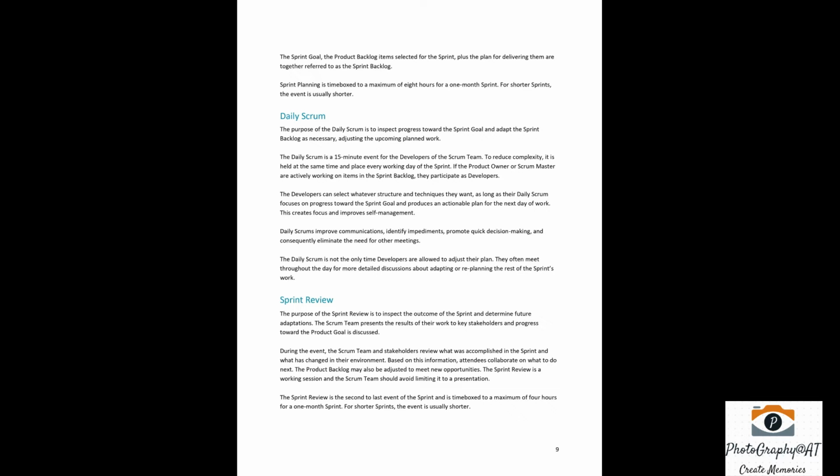Sprint planning is time-boxed to a maximum of 8 hours for a 1-month sprint. For shorter sprints, the event is usually shorter.